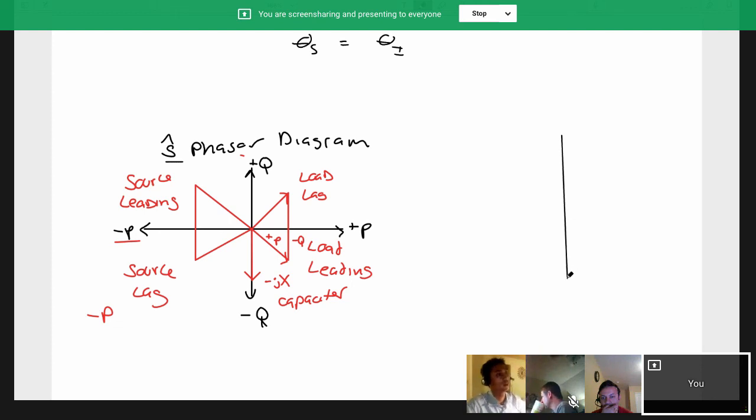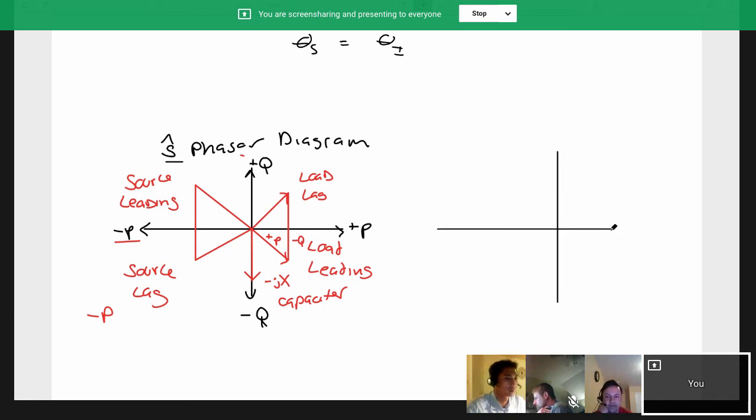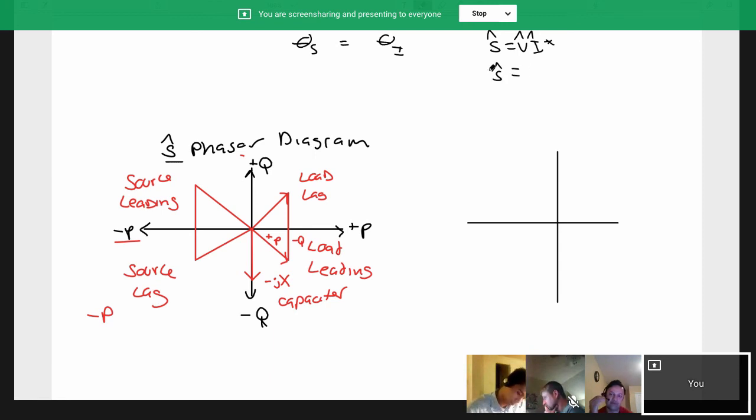Someone tell me the apparent power formula. S equals VI conjugate. Are these magnitudes or complex numbers? Complex. How can you tell? Conjugate. So what does that conjugate do to the angle? Reverse it.